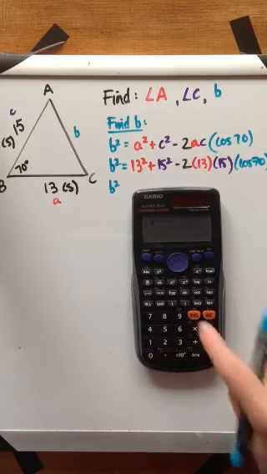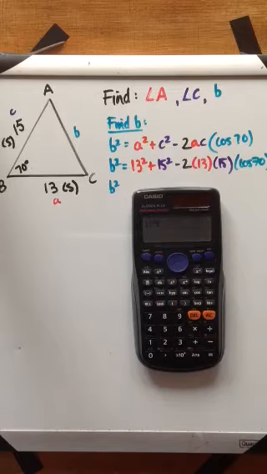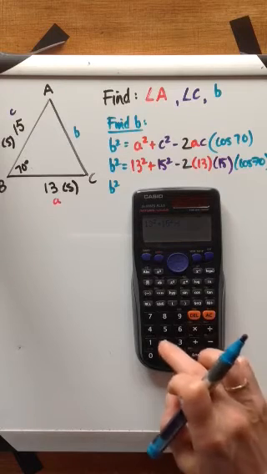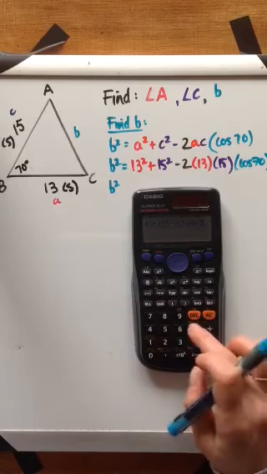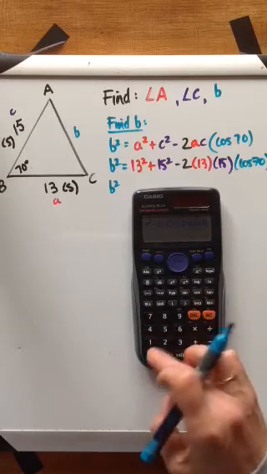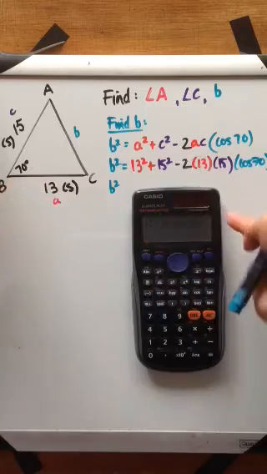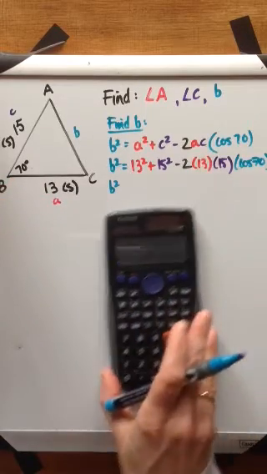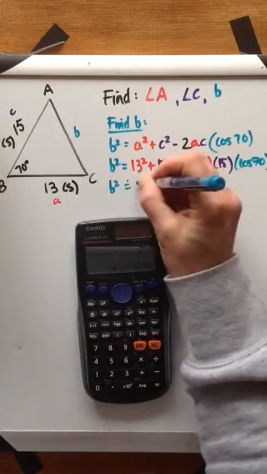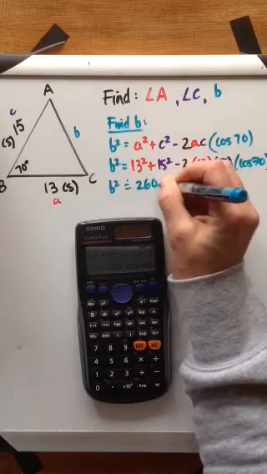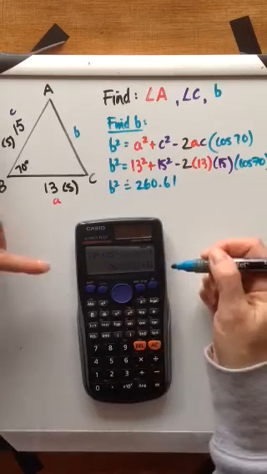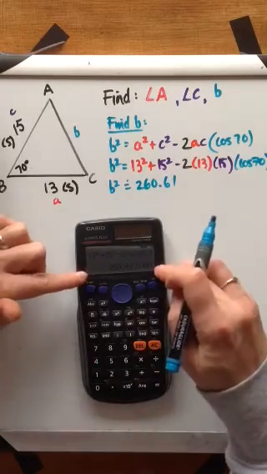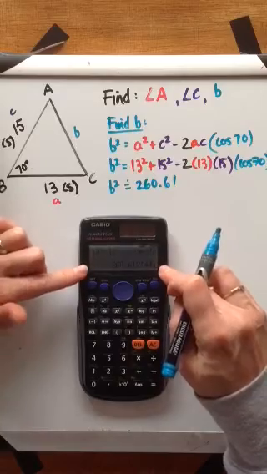So we have 13, and we can use our x squared button to square it, plus 15 squared, minus 2 times 13 times 15 times cosine 70. All of that is in here. I hit equals, and b squared is approximately equal to 260.61. Now on paper, I'm going to shorten the number of decimals that I actually see, but in my calculations, I'm going to maintain all those digits until the very, very end.